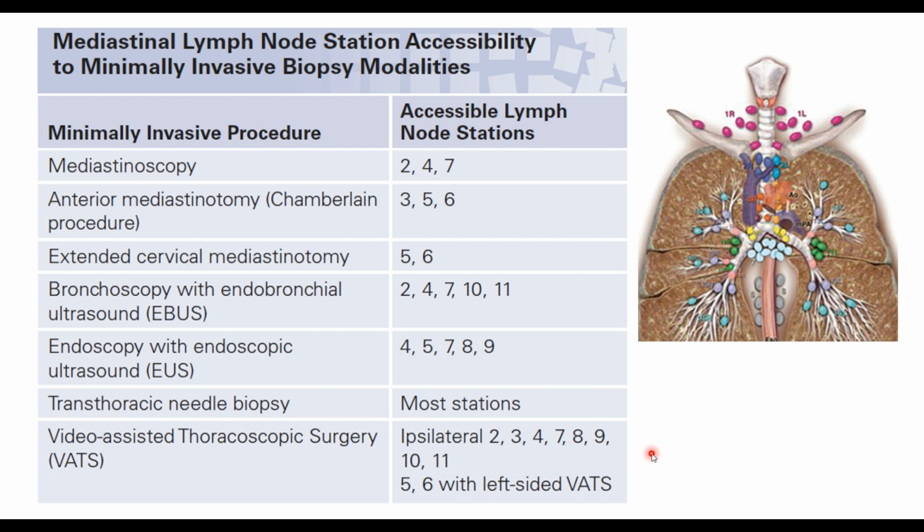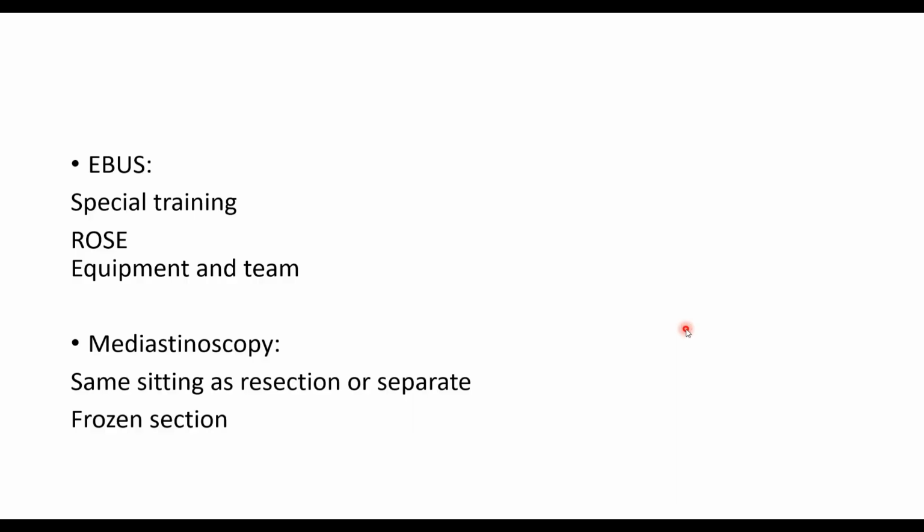On the contrary, just like a staging laparoscopy, a VATS can also be performed to effectively sample all the lymph node stations. For example, if a right VATS is done, we can easily sample 2R, 3A, 4R, and 7, 8, 9, 10, 11, everything we'll be able to sample. If it's a left VATS, we'll actually be able to sample stations 5 and 6 also.